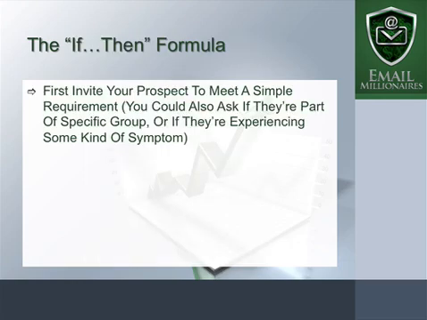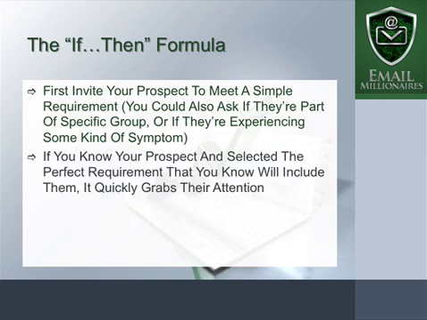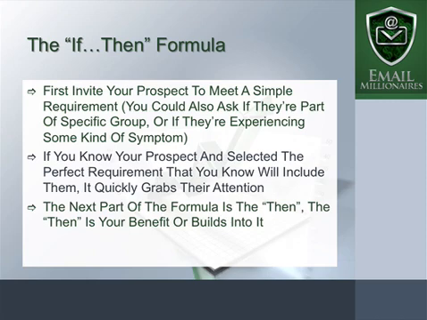The next formula is the if-then formula. The if-then formula works because it first engages your prospect by inviting them to meet a simple requirement. It can also ask if he's in a specific group or if he's experiencing some kind of symptom. If you know your prospect and select the perfect requirement that you know will include them, it's going to quickly grab their attention. The next part of the formula is the then, and the then is the benefit or builds into the benefit. So this is going to make a lot more sense when you see these examples.